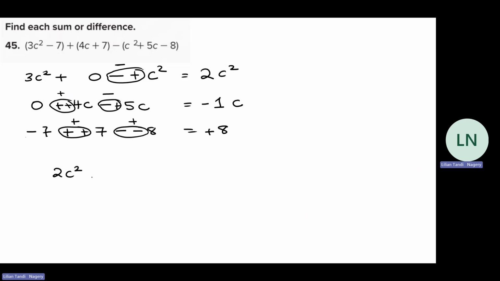Then you write your answer. 2c squared minus c plus 8. Well, I told you when we have 1, we don't write it. This goes away. Okay.